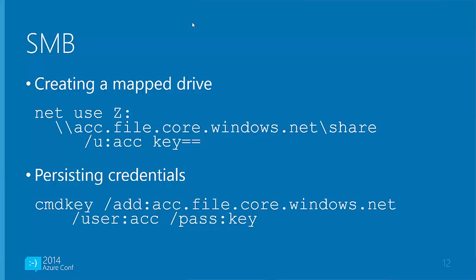We can also use the SMB endpoint. What you see here is the net use command to create a mapped drive, and also the cmdkey command to persist credentials. These are the two commands you'll typically use on a virtual machine if you want to mount a share as a mapped drive.